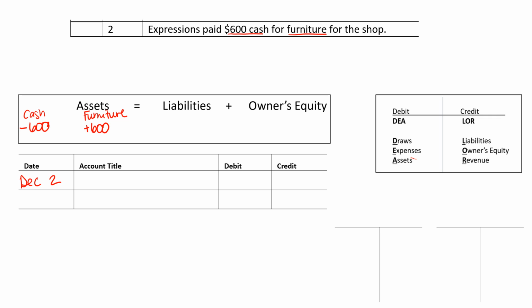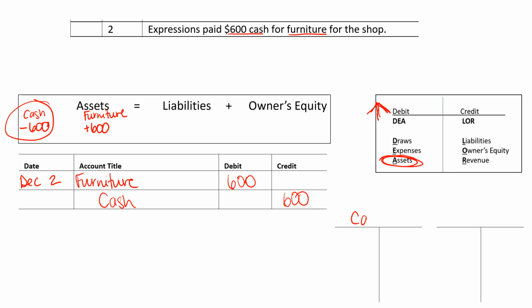Cash we know is an asset. Assets are increased with a debit. But what's happening here is not an increase. So therefore, we know it's going to have to be the opposite. So since cash is decreasing, we will credit cash $600. Furniture is also an asset, and it is increasing, and that's great because assets are increased with a debit. So we know we will have to debit furniture $600.